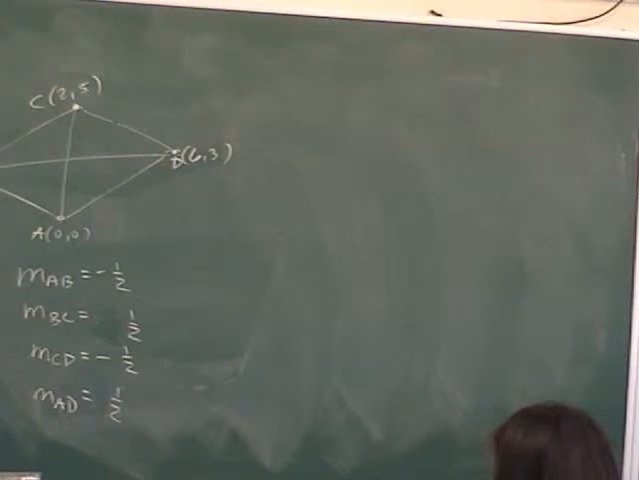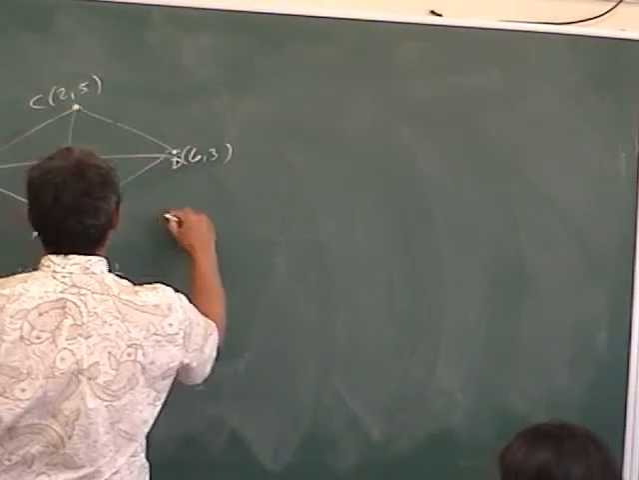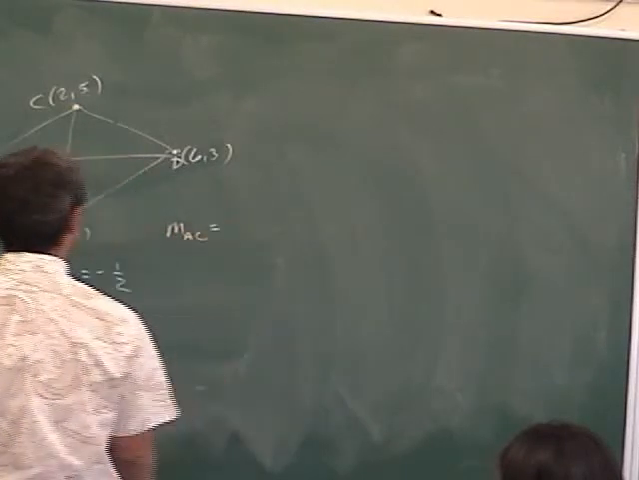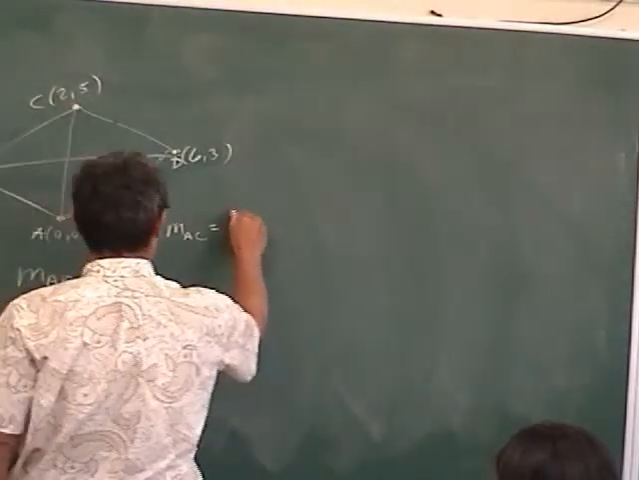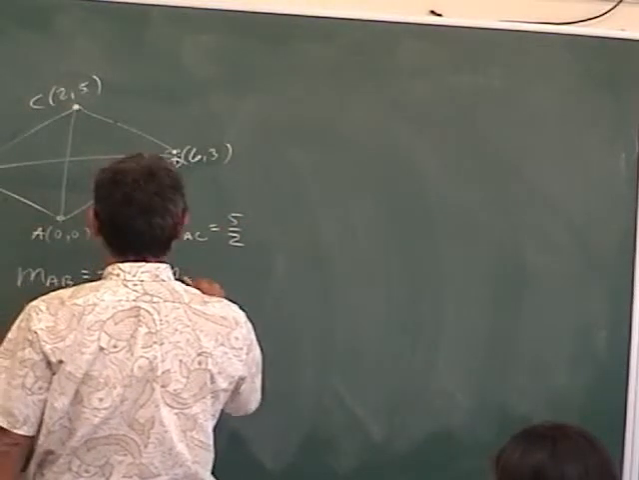It's a parallelogram, but it might be a rectangle, right? So how do I check? Perpendicular stuff. You look at the diagonals. Yeah, but even then, that doesn't prove any. Okay, well, let's just do it. What's the slope of AC? Look, you got the 0 in it. 5 over 2. What's the slope of BD?